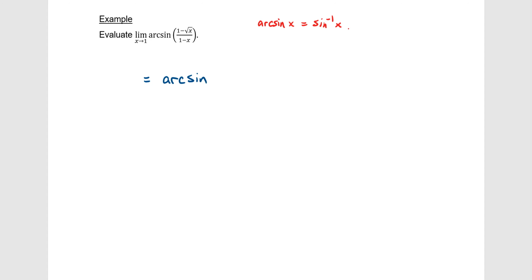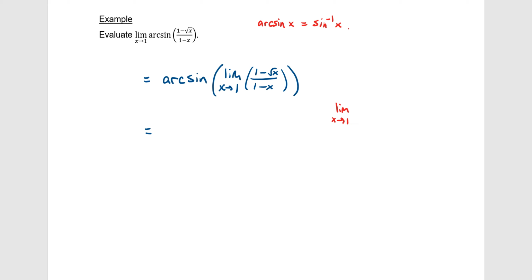This is going to be arc sine of the limit as x approaches 1 of (1 minus square root of x) over (1 minus x). So we took the limit and put it inside, and we're going to evaluate it separately. And this one's actually a little tricky. Notice that we can't just directly substitute that 1 in, because then we're going to get 1 minus 1 over 1 minus 1, which is 0 over 0. So I'm going to go ahead and do this on the side.